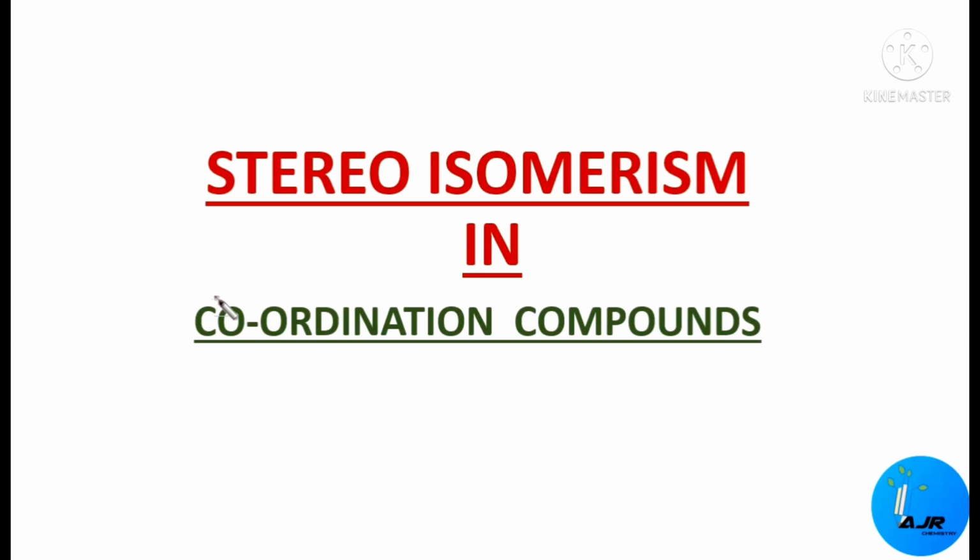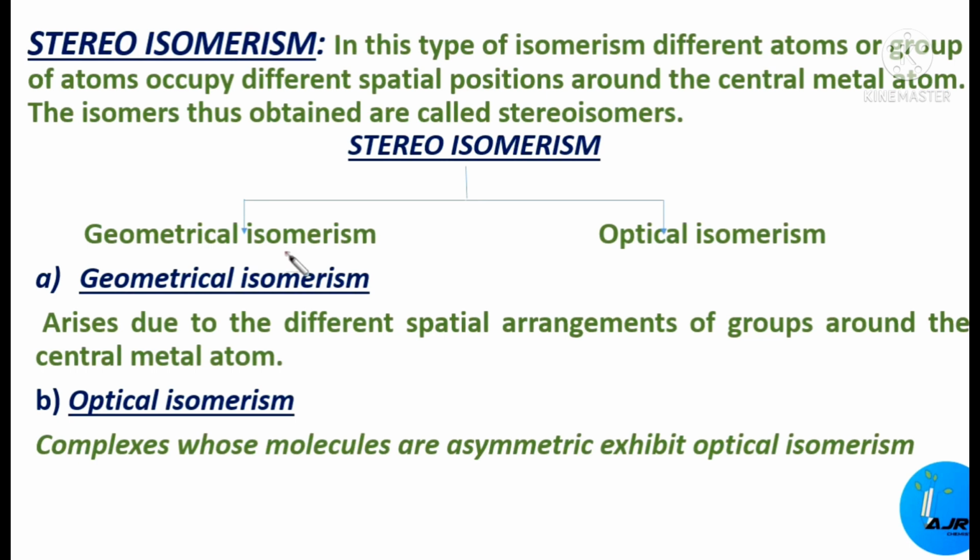Today we shall see the different types of stereoisomers, like geometrical isomerism and optical isomerism, involved in coordination compounds. First, let us see what stereoisomerism is. In this type of isomerism, different atoms or groups of atoms occupy different spatial arrangements around the central metal atom. The different groups of atoms occupy different spatial positions around the central metal atom. The isomers thus obtained are called stereoisomers.